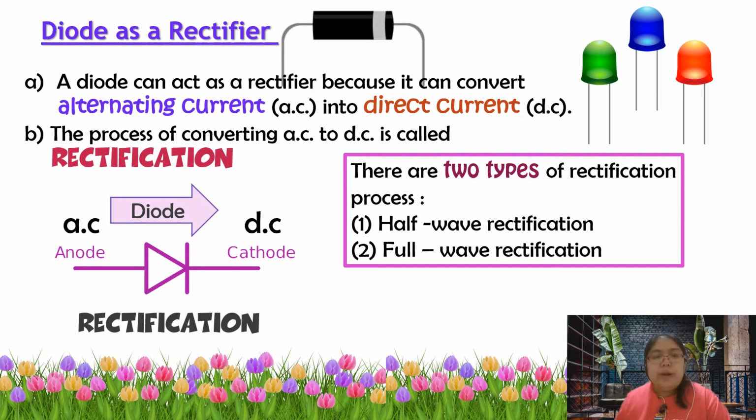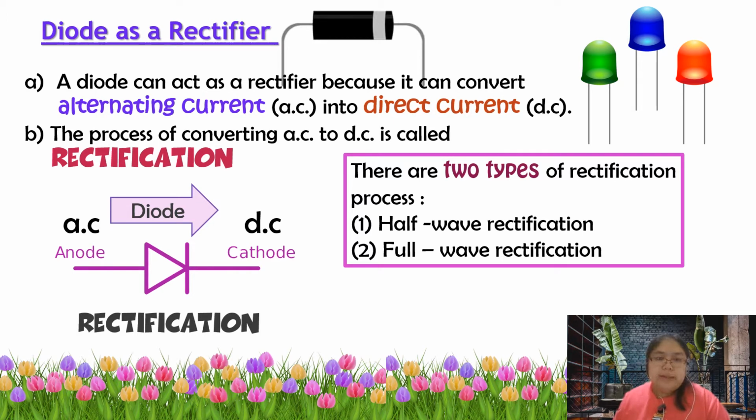Okay, now we go and see another function of the diode. The diode also acts as a rectifier. Let's see what rectifier means. A diode can act as a rectifier because it can convert alternating current to direct current. So rectifier means it converts AC to DC. The process when we convert AC to DC, we call it rectification.